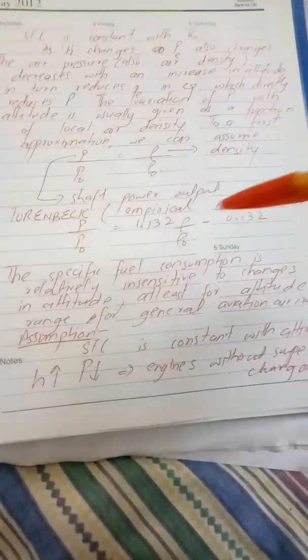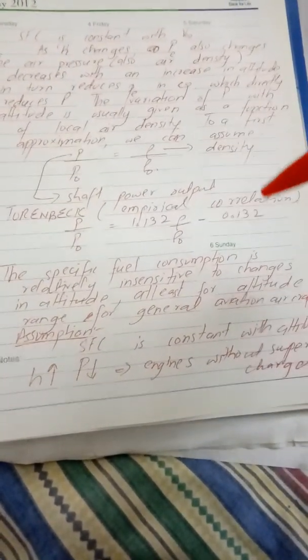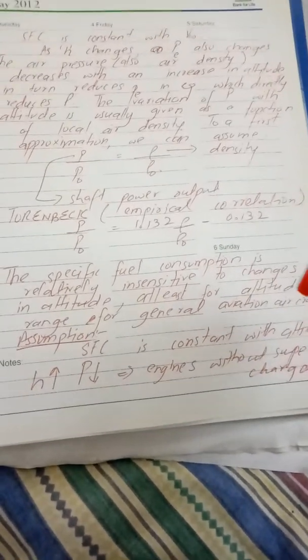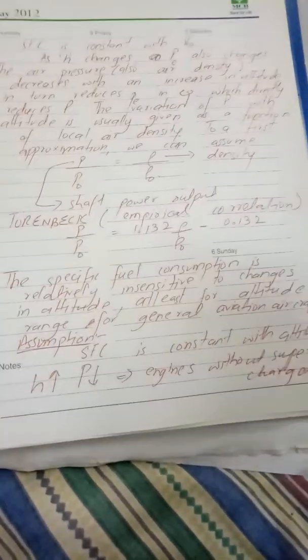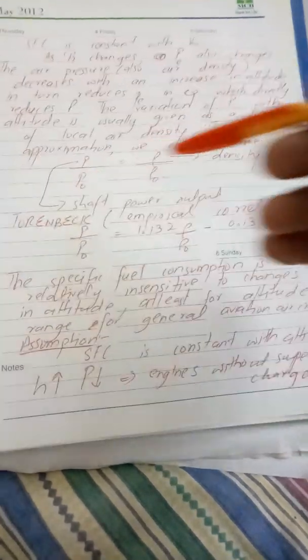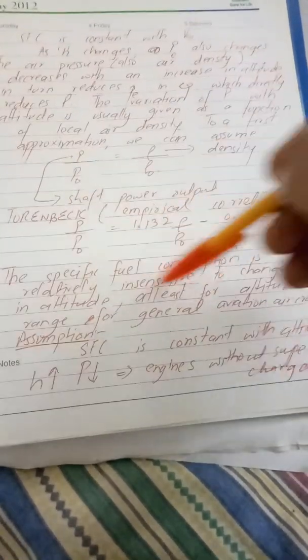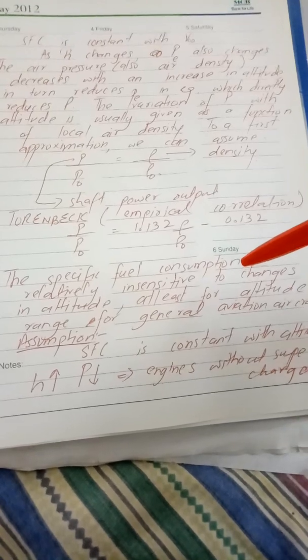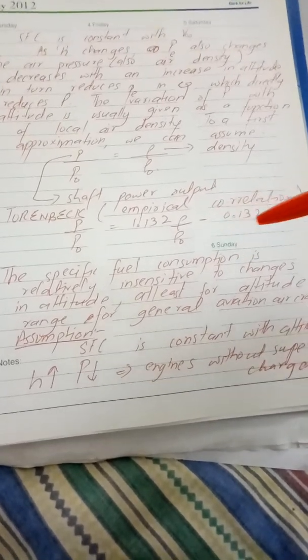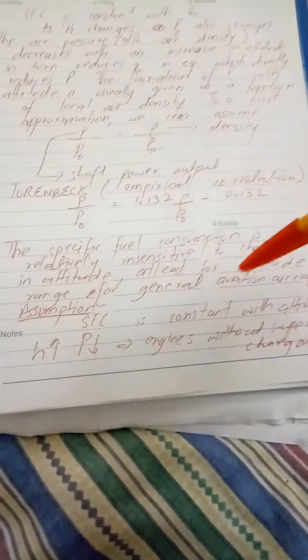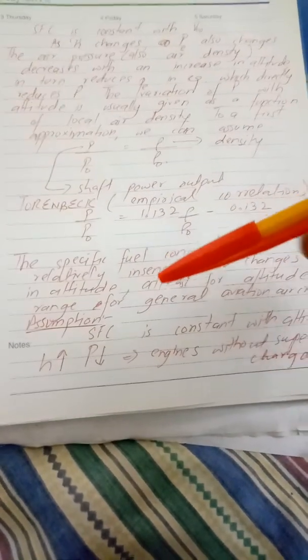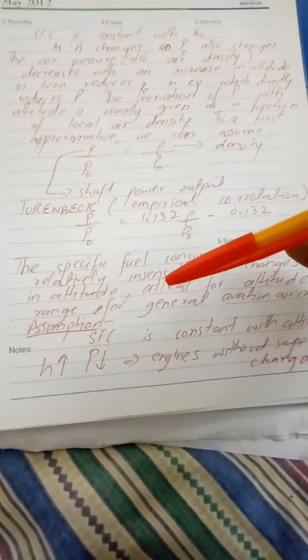From this correlation, we need to actually calculate or derive some further quantities. But right now, just for the sake of providing you the technical information, you just need to understand that this whole equation is known as the Torenbeek empirical correlation. So specific fuel consumption is relatively insensitive to changes in altitude, at least for the altitude range of general aviation aircraft. So we have dealt with the power and altitude.